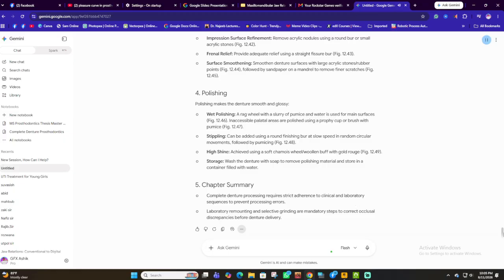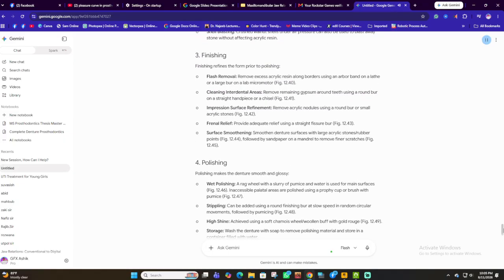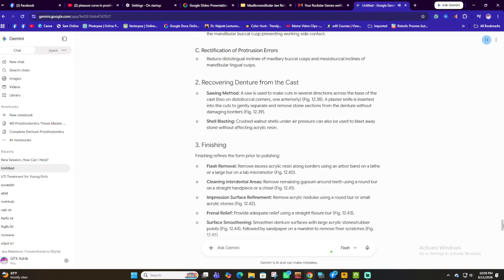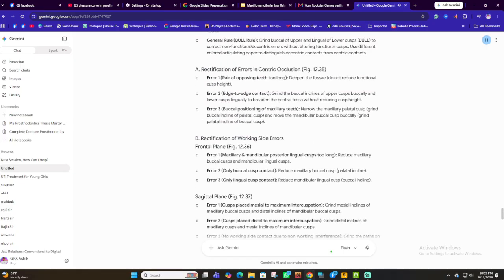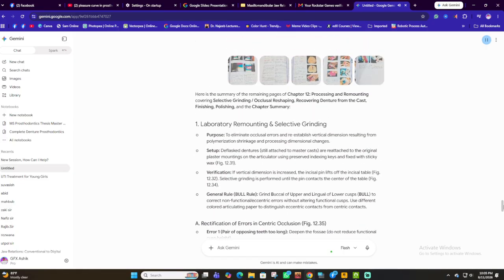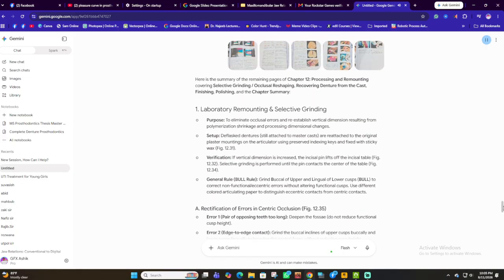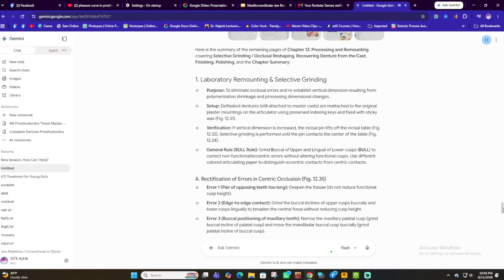Here is the summary of the remaining pages of Chapter 12, Processing and Remounting, covering selective grinding, occlusal reshaping, recovering the denture from the cast, finishing, polishing, and the chapter summary. 1. Laboratory remounting and selective grinding.